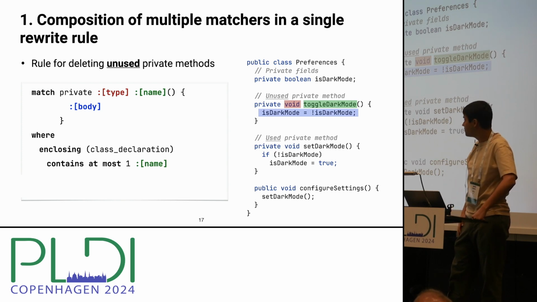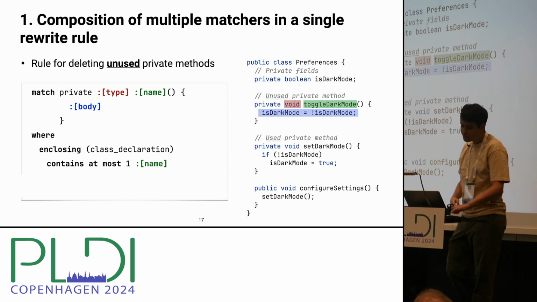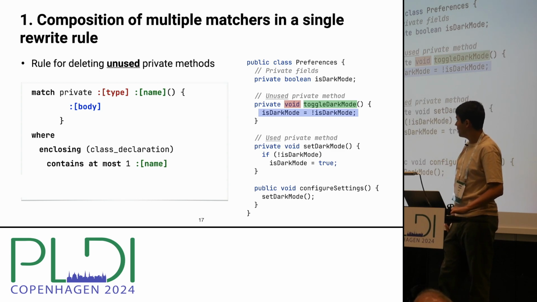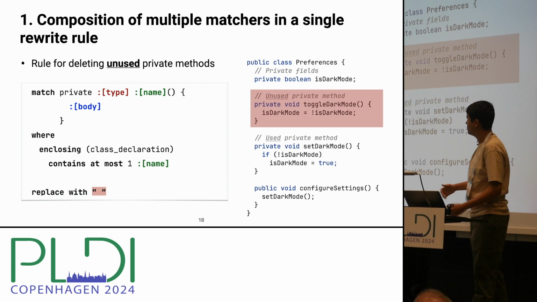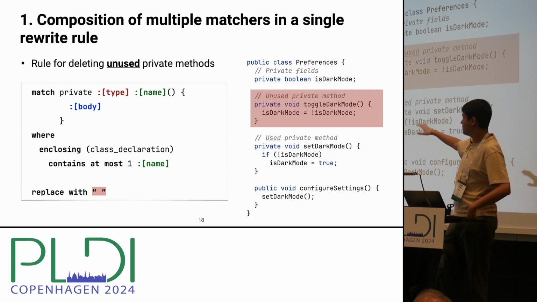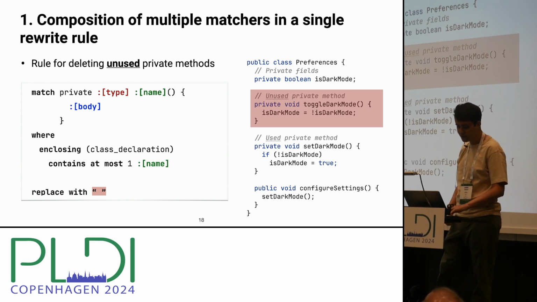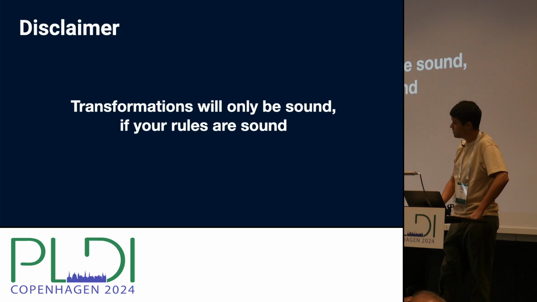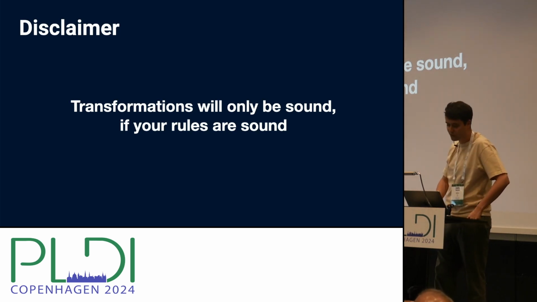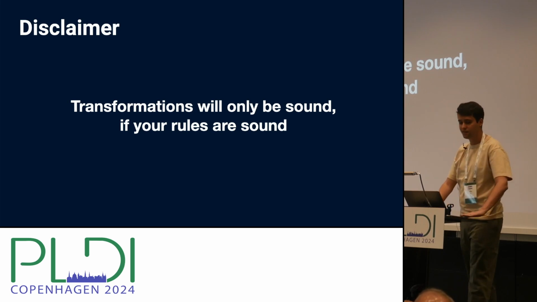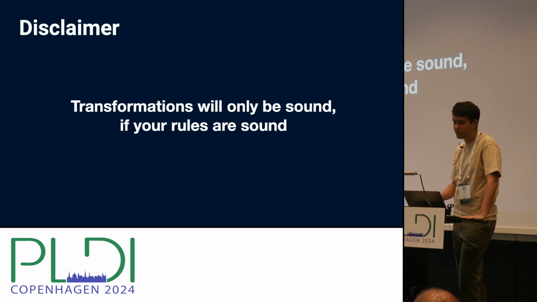That makes sense. So this is one way in which you can combine the matchers. And if you just want to delete the code, you can match this and then replace it with an empty string. That's one of the core ideas. Now you might be thinking that this sounds very approximate and heuristic, and that's true. The transformations in our language are only going to be sound if the rules you propose are sound.